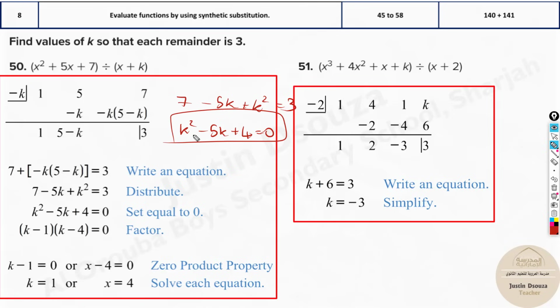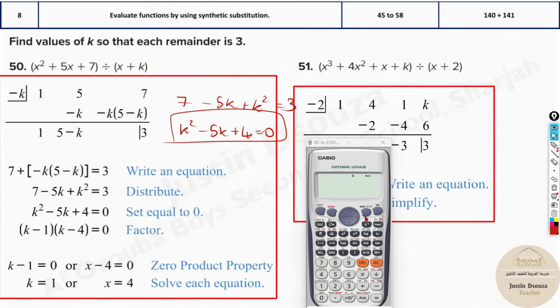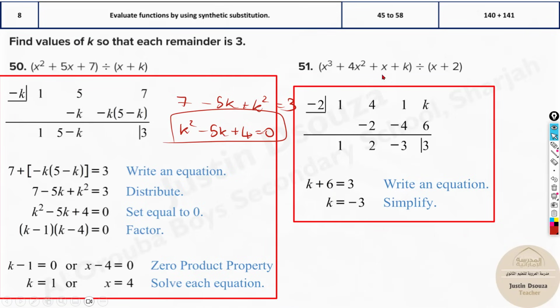Is this okay? So now this one needs to be solved in the calculator by mode 5-3, which I'll show you now. All you do is press mode 5 for equation and 3 for quadratics. The coefficient before x squared, or over here k squared, is 1, then minus 5, and lastly 4. And the answer is 4 and 1. So the k value is 4 or 1. So both are possible answers. Over here it was a direct problem. Just solve for k, you get the answer.